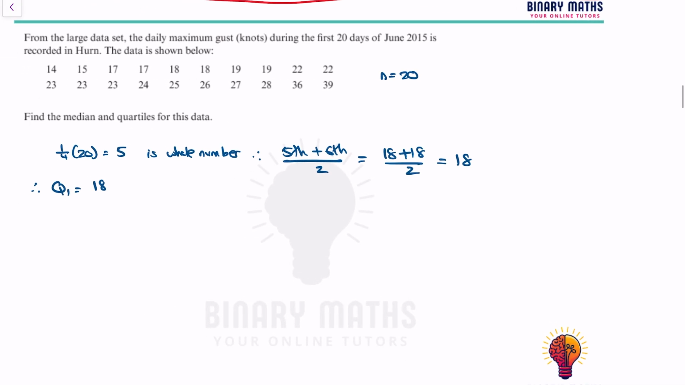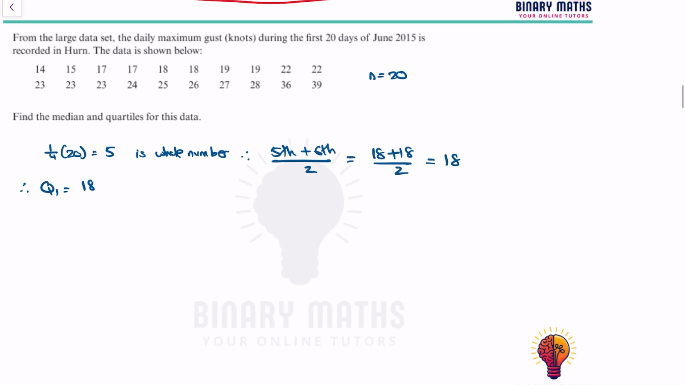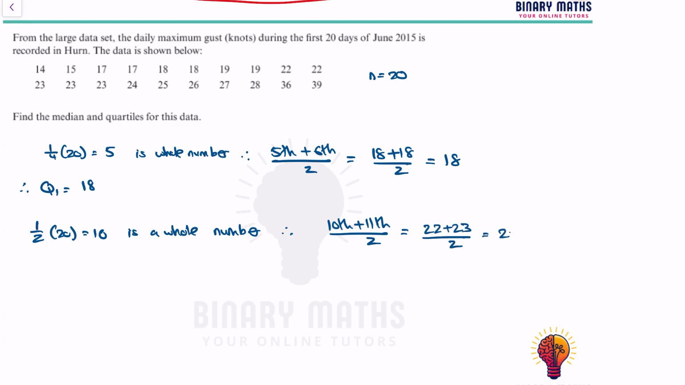Okay, so next one I need to do is the median, which is half of 20. Half of 20 is equal to 10. 10 is a whole number. Therefore, I'm going to take the 10th value plus the next value, which is the 11th, divide by 2, which is 22 plus 23, divided by 2, which is 22.5. Therefore, Q2 is equal to 22.5.